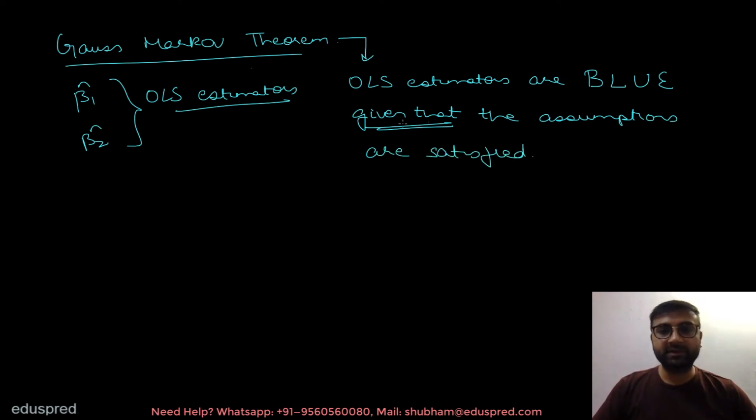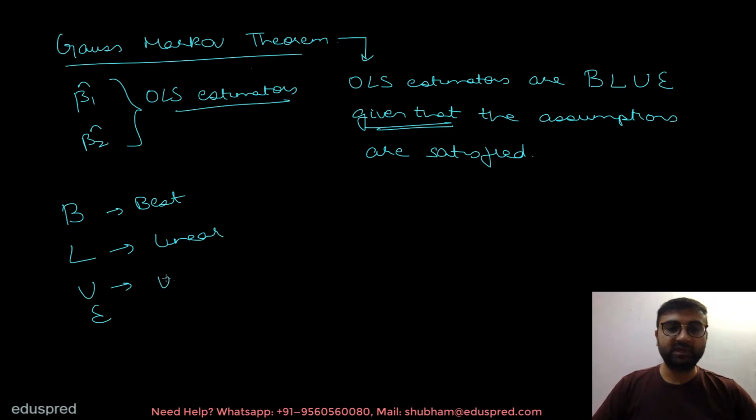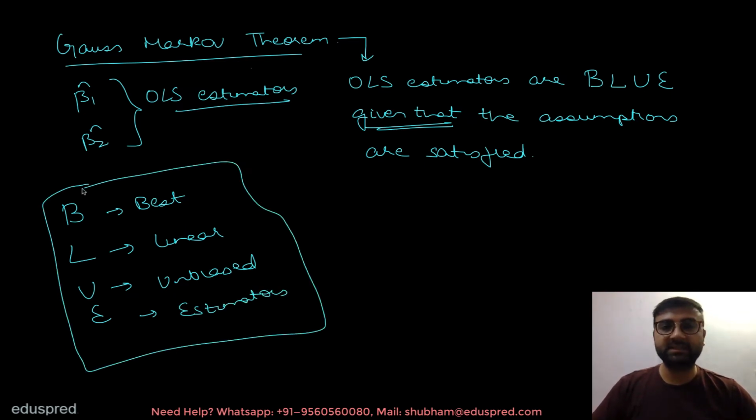Now, you need to note a couple of things over here. First of all, what is the full form of BLUE? B stands for best, L stands for linear, U stands for unbiased, and E stands for estimators. So BLUE means best linear unbiased estimators, and the Gauss-Markov theorem says that the OLS estimators are BLUE given that the assumptions are satisfied. Note that the OLS estimators are not always BLUE. If you want the OLS estimators to be BLUE, you have to make sure that the assumptions are satisfied.